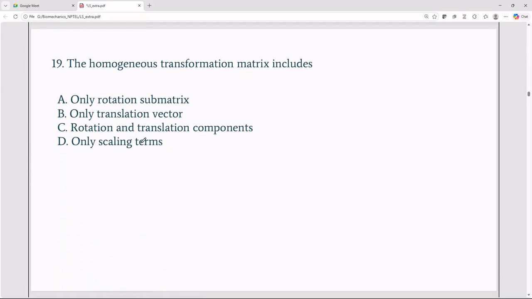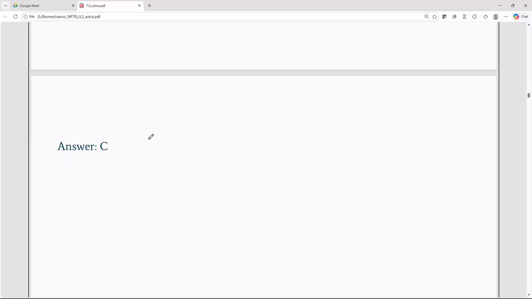Next question. The homogeneous transformation matrix includes which among the following? We have already seen this. It has both rotation and translation components. It's like the question is repeated, so only the options have changed. Option A, only rotation submatrix, only translation vector, D only scaling terms. So our correct answer is rotation and translation components. Option C is the correct answer.